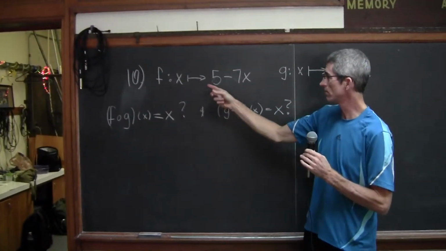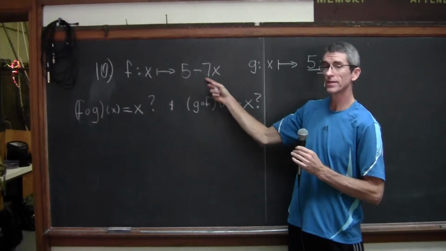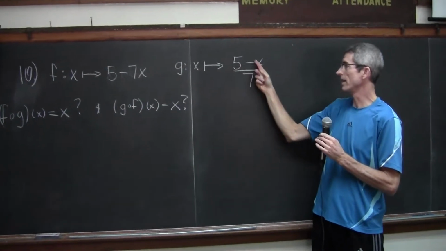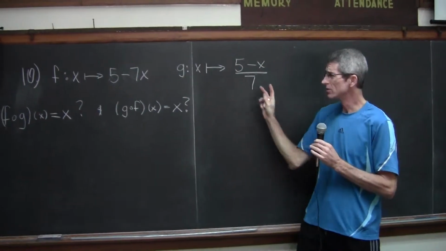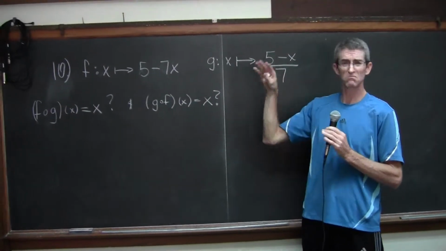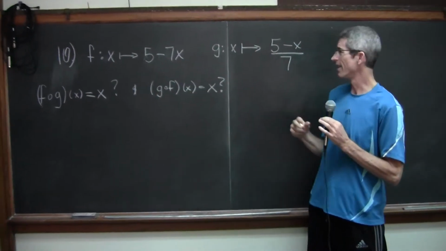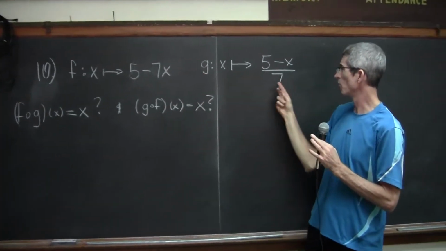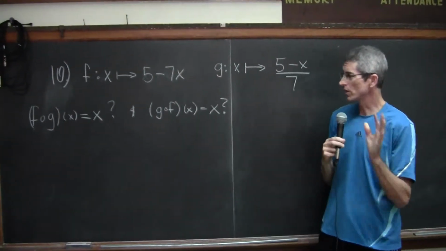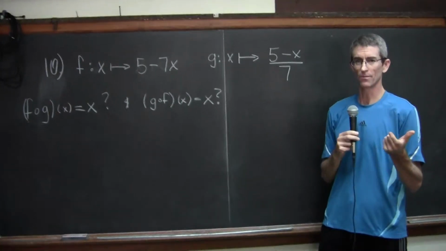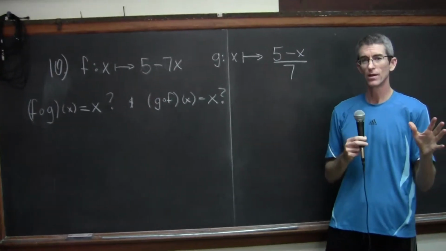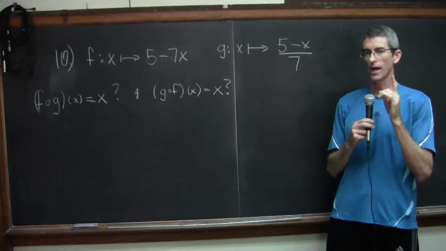So I have one function where f of x is 5 minus 7x, and then I have another one where g of x is 5 minus x divided by 7. So at face value, these look like very different functions. I noticed there's a couple similarities, 5s and 7s, but one's multiply and one's divide. So the question is, are they inverses of each other? One way to test it is you could draw a picture of it. What we're going to do is test it with algebra.